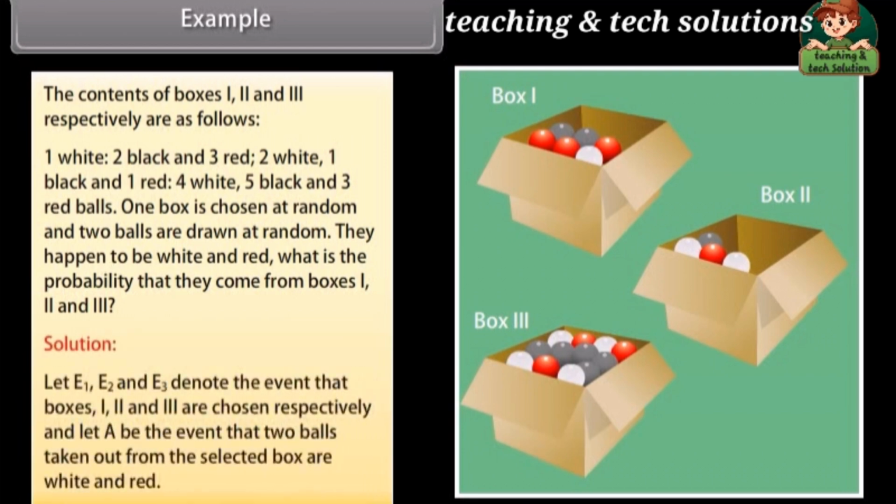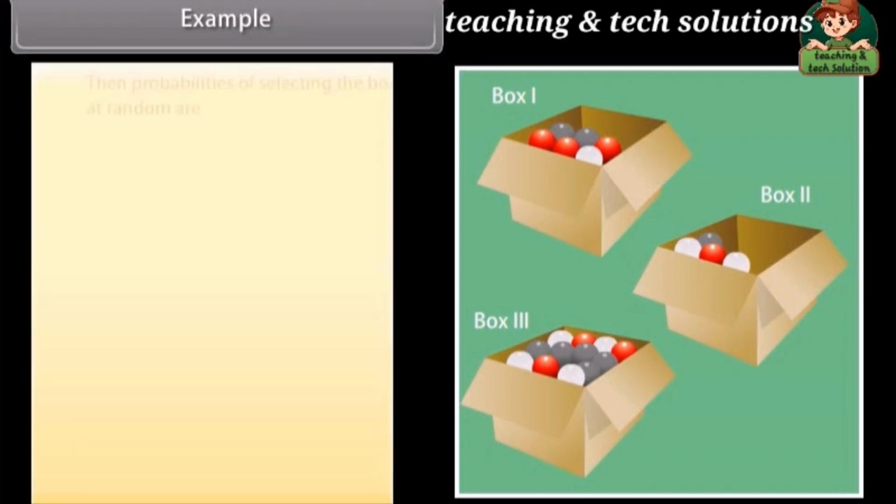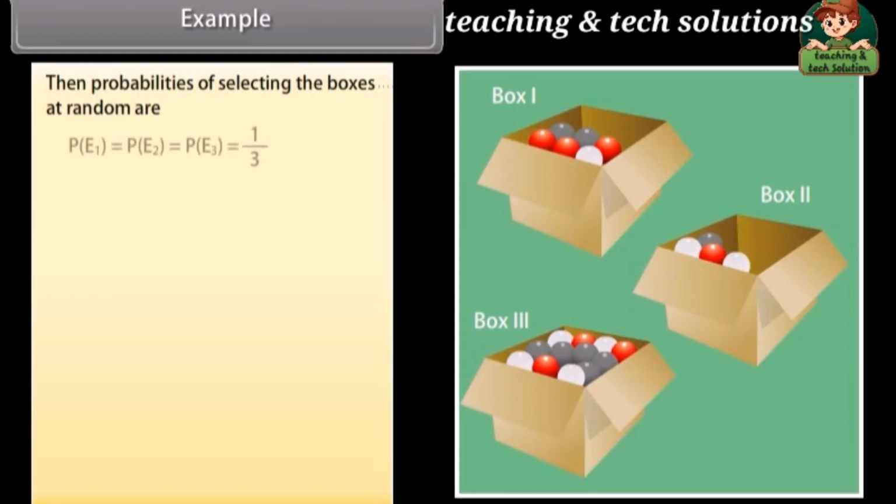Solution. Let E1, E2 and E3 denote the event that boxes 1, 2 and 3 are chosen respectively, and let A be the event that the 2 balls taken out from the selected box are white and red. Then the probabilities of selecting the boxes at random are: probability of event E1 is equal to probability of event E2 is equal to probability of event E3 is equal to 1 by 3.